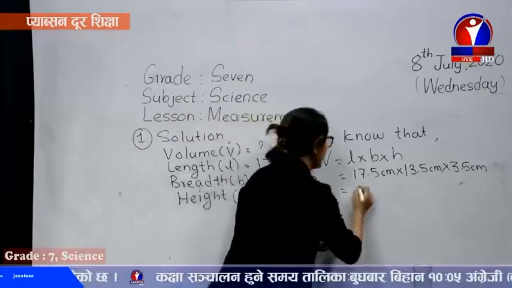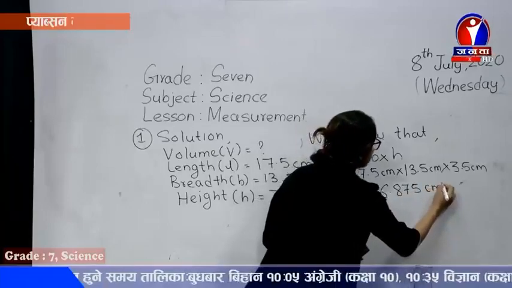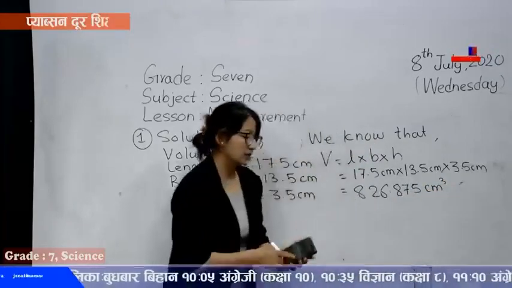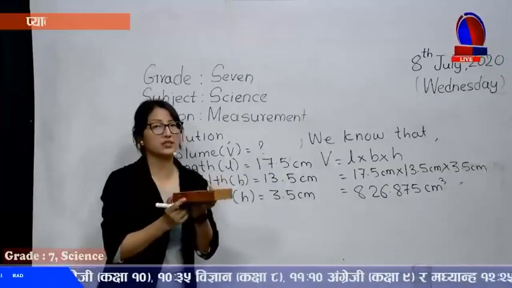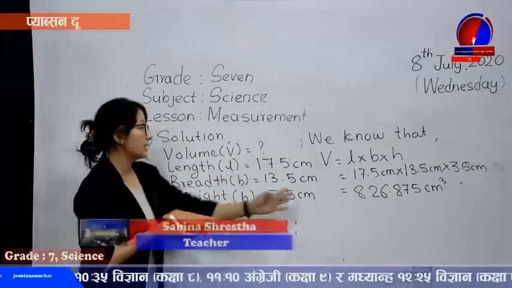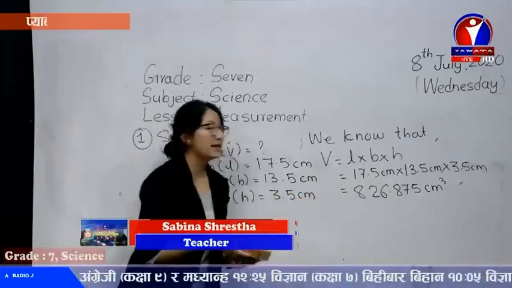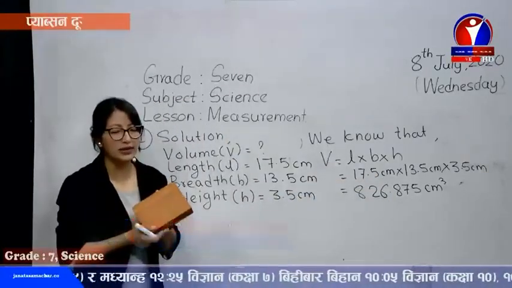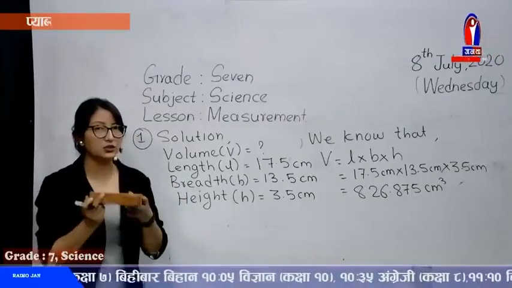So it's 826.875 centimeter cube. So this is the volume of this cuboid. The total space occupied by this object is 826.875 centimeter cube. To round off, you can make it 88. Yeah, so this is how we calculate the volume of a regular object, that is a cuboid.